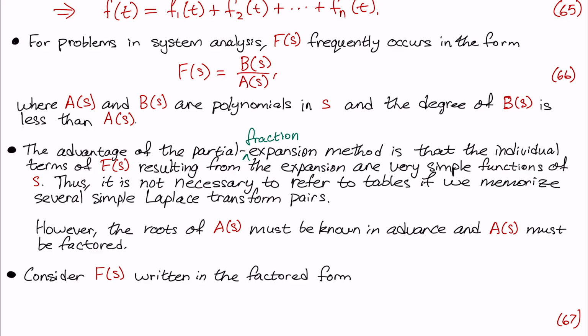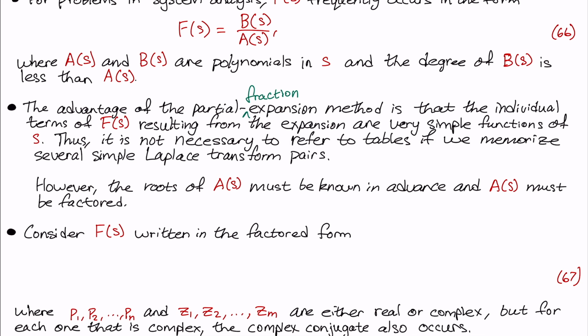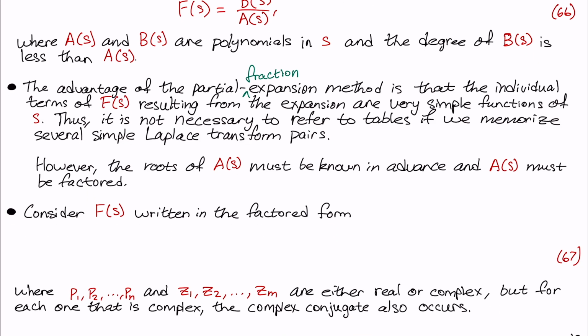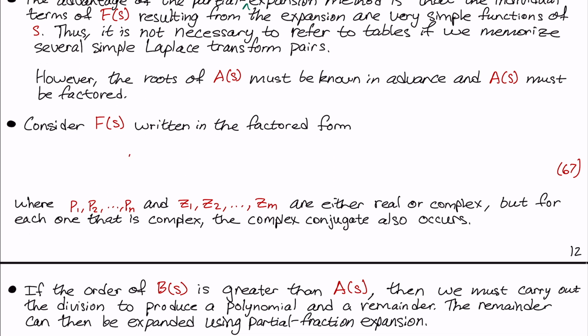So in order to do this, we must know the roots of A(s), and we must factor it as well. And we'll deal with that soon. So first, we're going to consider F(s) in the factored form that I'm going to write here. We're going to say that F(s) here is equal to, again, a polynomial B(s) divided by a polynomial A(s).